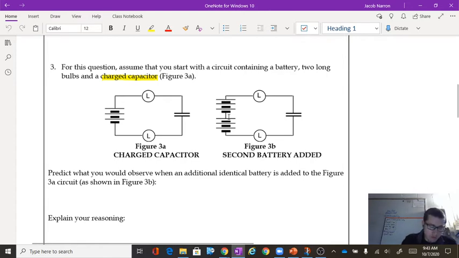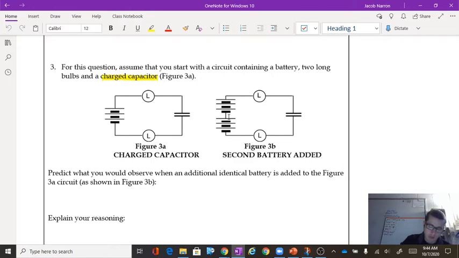And the reason that's important is because if it's already charged, that means that we're going to need to keep that in mind for the next part. Predict what you would observe when an additional identical battery is added to the circuit. And then we see that in 3B. So what do I predict will happen? Well, you've got to think about it this way. Like I said, one battery may not be strong enough to put any additional charge on there.